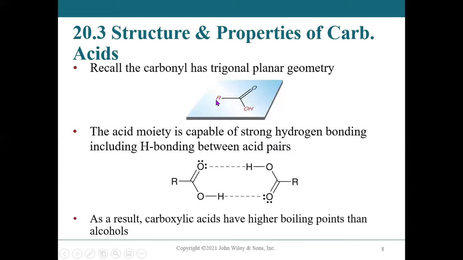Recall the carbonyl has trigonal planar geometry. The acid moiety is capable of strong hydrogen bonding, including hydrogen bonding between acid pairs. And here's one example. So this really has a pair of hydrogen bonds. As a result, carboxylic acids have a higher boiling point than alcohols.